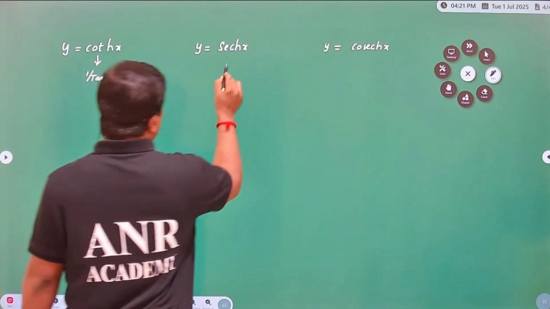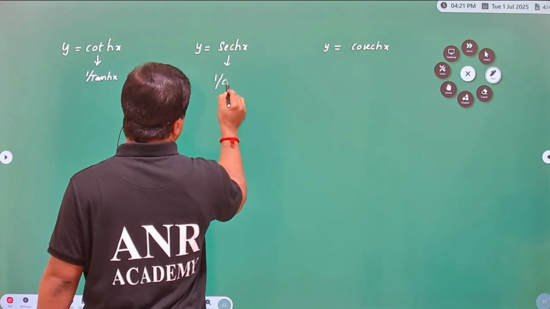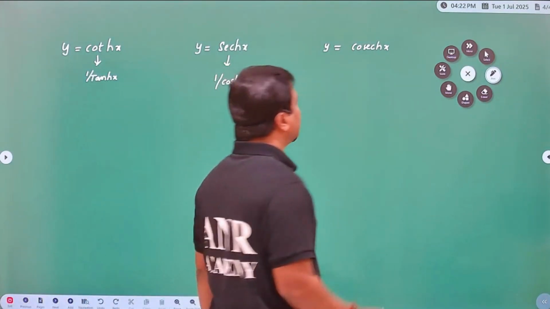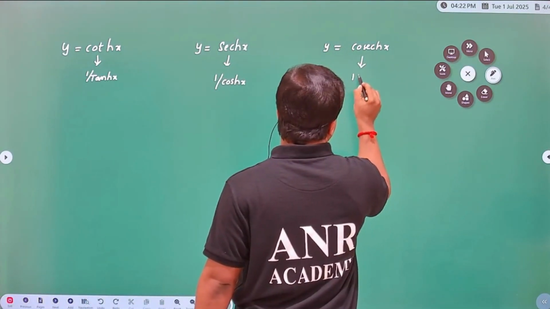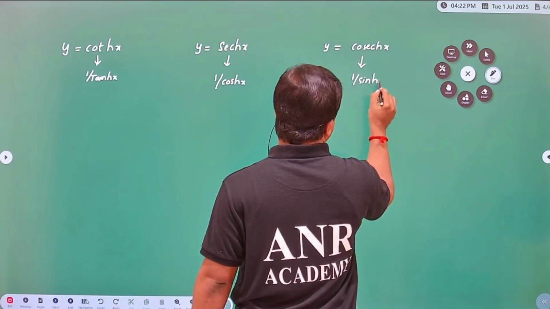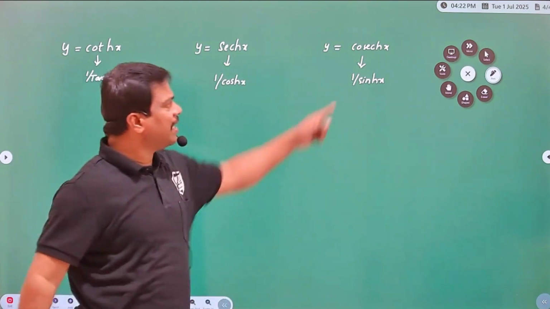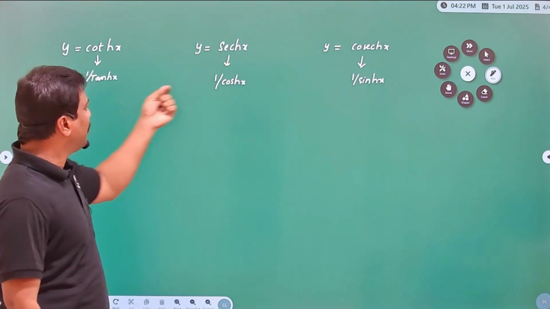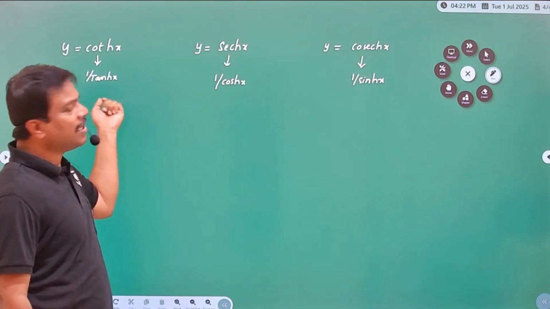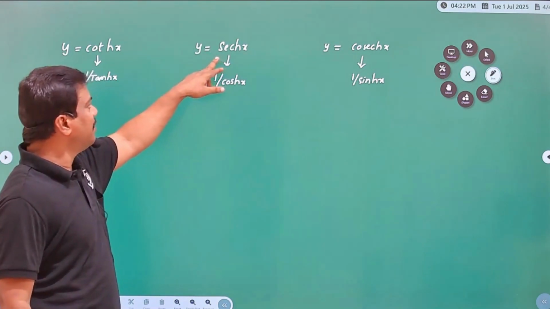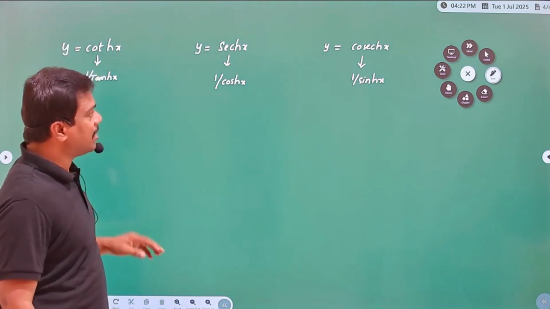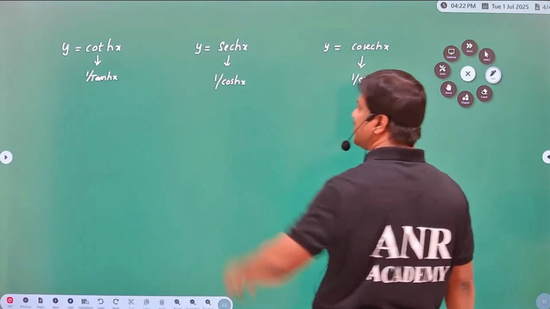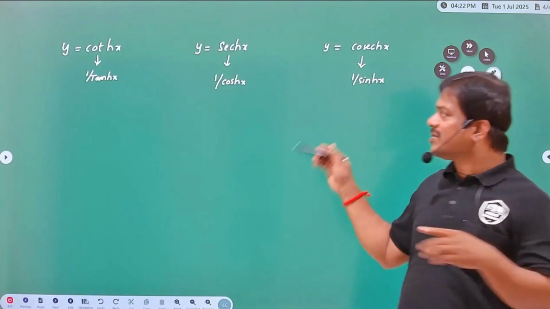and this is 1 by cos hx. Here cosecant hx is written as 1 by sin hx. So if you know the graphs of sin hx, cos hx, tan hx, then their reciprocals give cosecant hx, secant hx and cot hx here. First we are going to draw the graph of y equal to cosecant hx. Let us discuss.